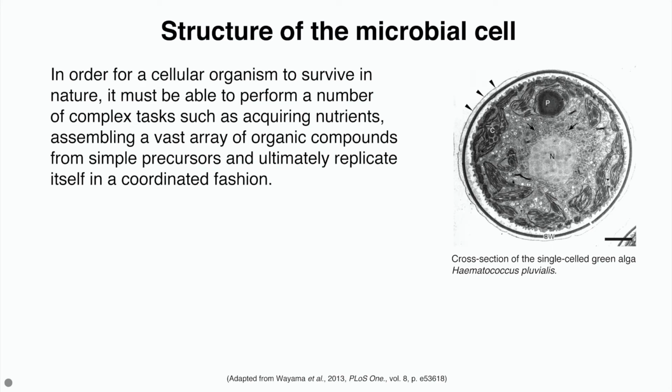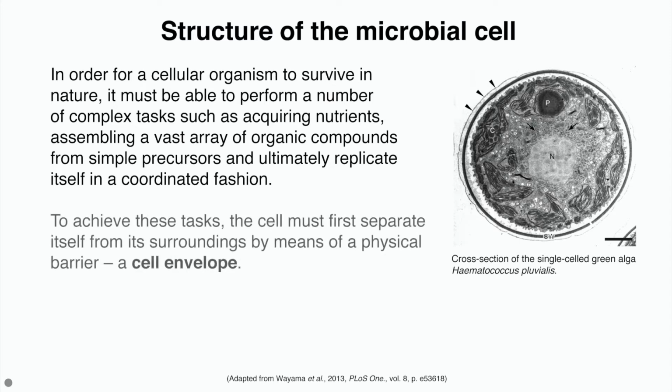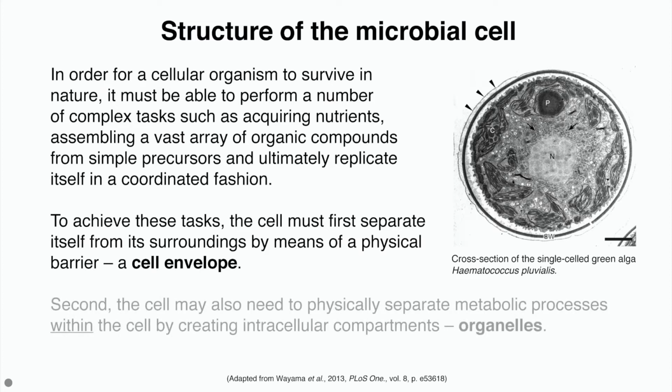In order for a cellular organism to survive in nature, it must be able to perform a number of complex tasks, such as acquiring nutrients, assembling a vast array of organic compounds from simple precursors, and ultimately replicate itself in a coordinated fashion. To achieve these tasks, the cell must first separate itself from its surroundings by means of a physical barrier, a cell envelope. Second, the cell may also need to physically separate metabolic processes within the cell by creating intracellular compartments, organelles.